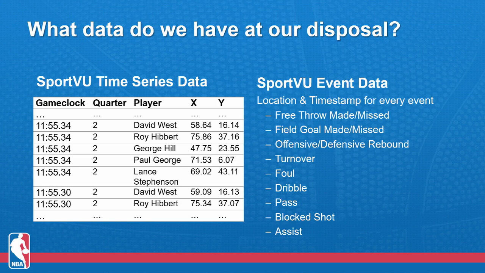There are 6 cameras in every NBA arena that track player and ball movement at 25 frames per second. Furthermore, they also record the location and timestamp for various basketball events, such as made and missed field goals and free throws, rebounds, turnovers, fouls, and so forth. We have this data for the 3 NBA seasons from 2013 to 2016. Since then, SportVU has been acquired by Second Spectrum.